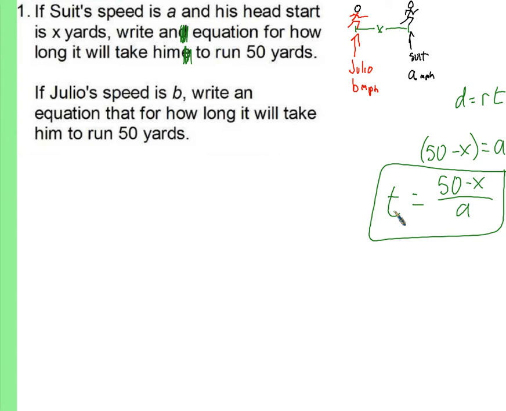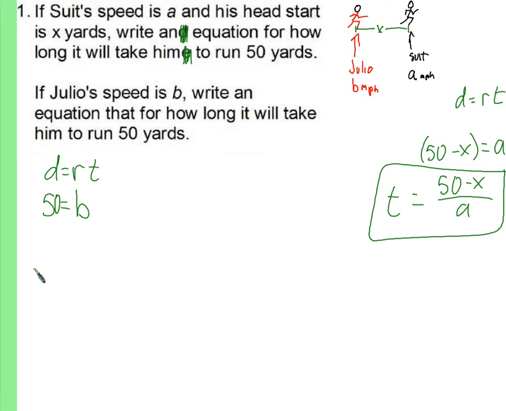You can set up this d equals rt. What's his distance? 50 yards. He will run the 50 yards, the full 50. What's his rate? B. His rate is B. And his time is? Was it supposed to be 5 or 50? It's supposed to be 50. Zero's not working. Zero equals B times what?